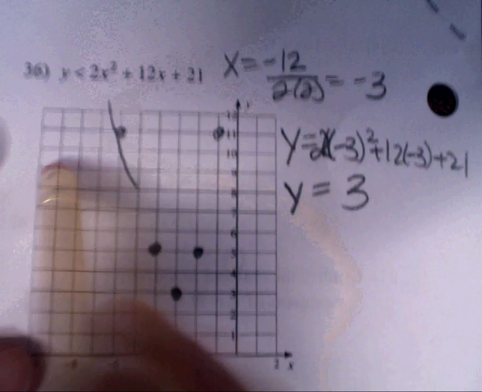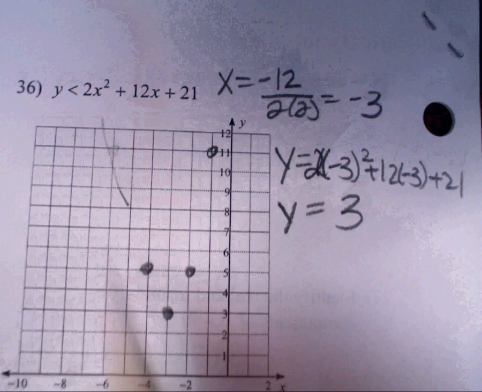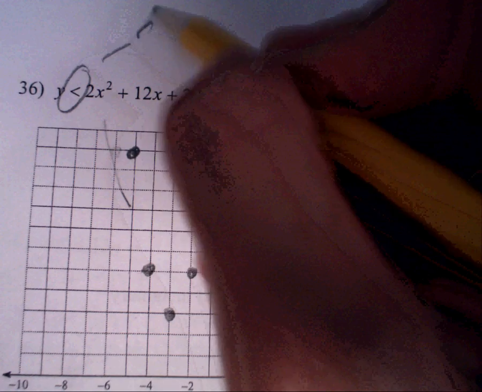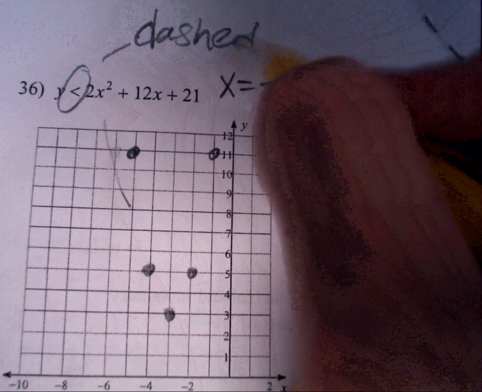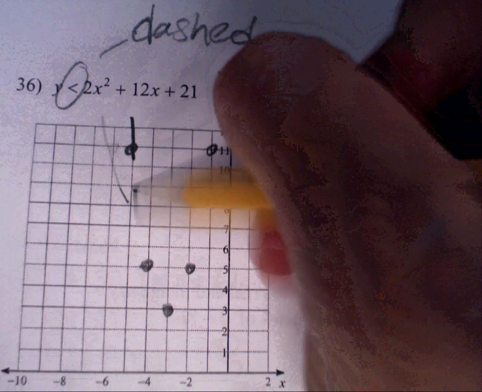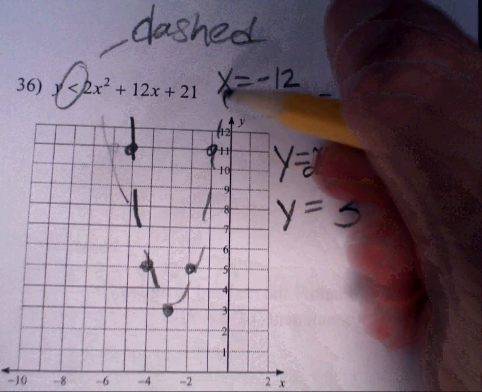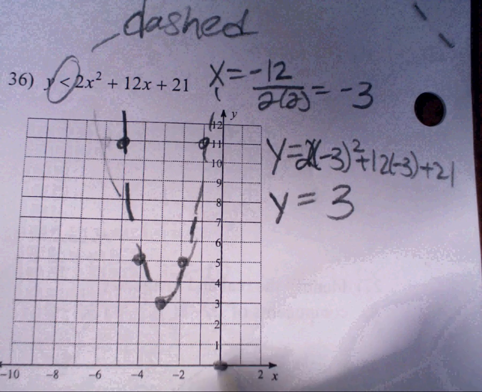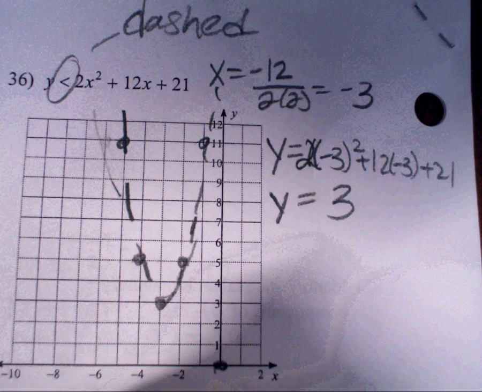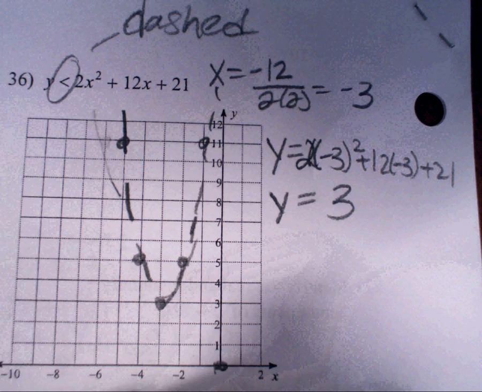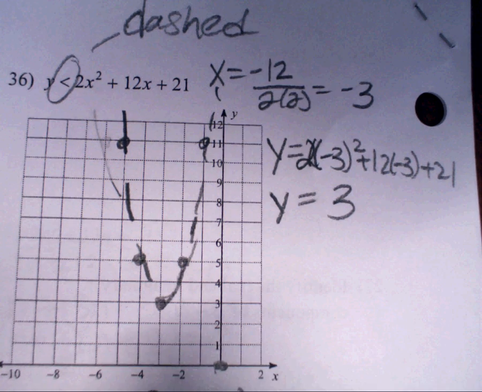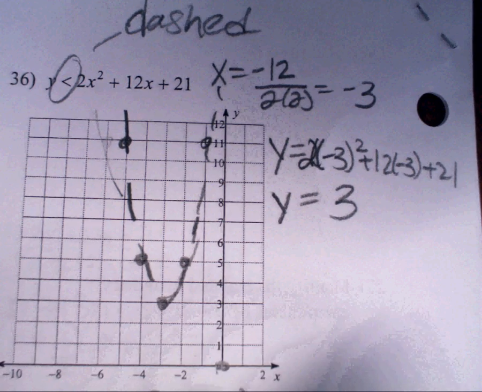1 over too far. And this is going to be a dashed line because it's not equal to. Now, if you don't know which side to shade, that's a terrible line, sorry. You can pick 0, 0, okay? So if I pick 0, 0, I plug in 0 for y, 0 for all the x's. 0 is less than that 21.